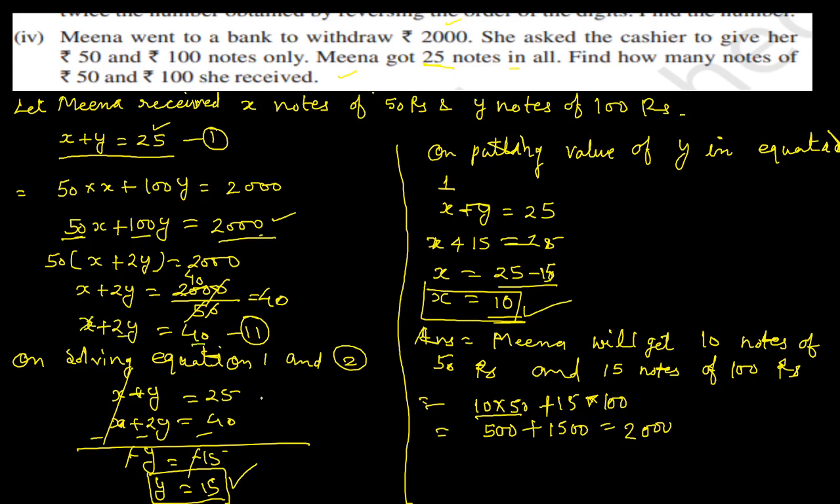जब इक्वेशन 1 और 2 को आप सॉल्व करेंगे, आपको x और y की वैल्यूज मिल जाएंगी. y is equal to 15, y की वैल्यू आप इक्वेशन 1 में रख दीजिए, आपको x की वैल्यू मिल जाएगी 10. आपने यहाँ पे चेक करके देख लिया कि 10 notes of 50 rupees, it will give you the 500 rupees. 15 notes of 100, it will give you the 1500 rupees, and sum of the money will be 2000 rupees. That means the value which we have find the x and y is correct.